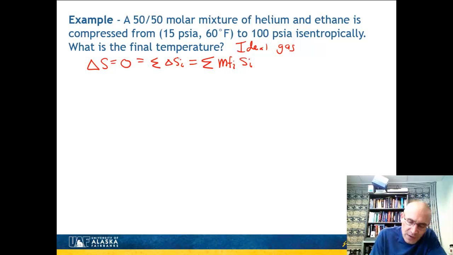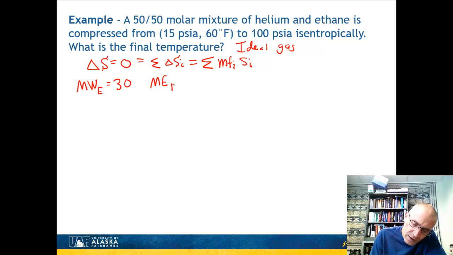All right? So this is an extensive entropy here that I'm looking at. This is an intensive entropy here. So first I need to go ahead and determine what the mass fractions are. And so the molecular weight of ethane, I'll write it MW sub E. Ethane has 2 carbons and it has 6 hydrogens, so its molecular weight is about 30.